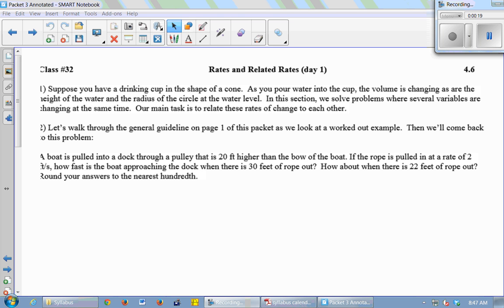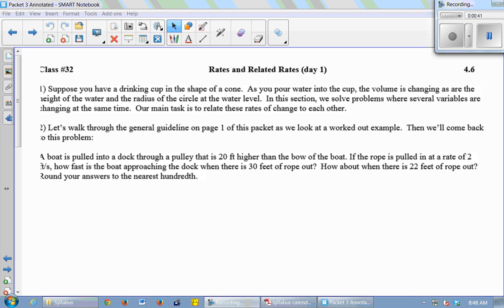So suppose you have a drinking cup in the shape of a cone. As you pour water into the cup, the volume of water in the cup is changing. So is the height of the water in the cup, and so is the radius of the circle at the water level. Okay, so you have all different variables changing as we pour water into this cup.